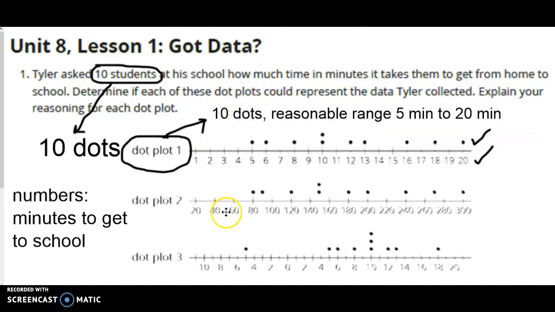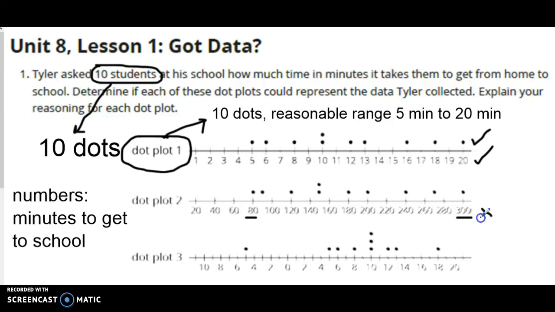Okay, we're going to do dot plot number 2 together as well. So this time I'm noticing a very different range. Instead of 5 to 20, I have numbers from 80 to 300. If I'm thinking about this in terms of minutes, 80 minutes would be an hour and 20 minutes. Does it take any kid an hour and 20 minutes to get to school? No. And my high range is 300. So you're talking several hours. That's practically a whole school day that it takes you just to get to school.